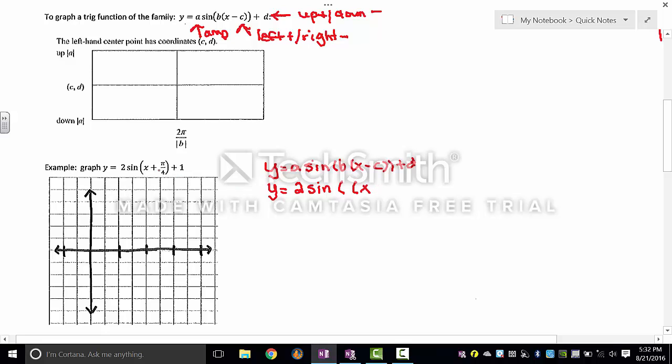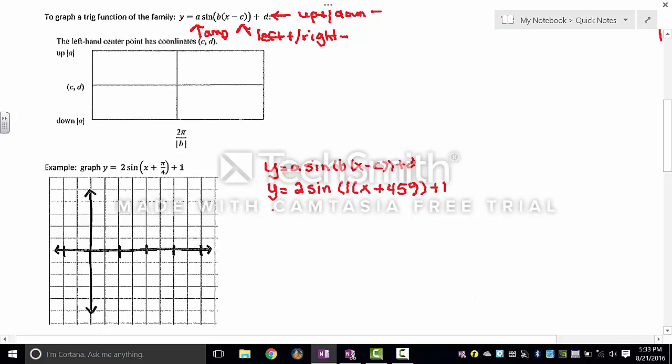I am going to go ahead and change pi over 4 to degrees because degrees is easier to work with. Pi over 4, you do take 180 divided by 4. 180 divided by 4 is 45 degrees. And our B is an understood one.